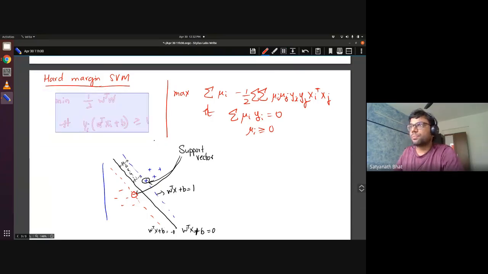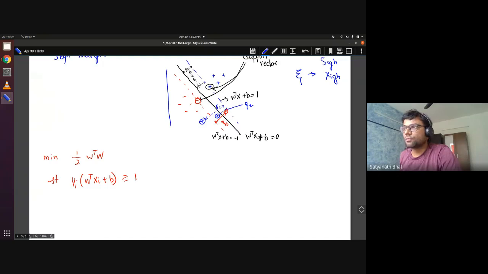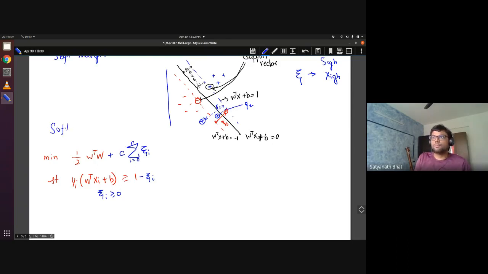So this was the original SVM. Now instead of saying that we have perfect separation, we will give a small variation for a few of them. Instead of being greater than 1, we will say it is greater than 1 minus Xi. And since you are allowing this tolerance, you have to ensure that there are not too many of them, so you put plus C times summation Xi. Here the Xi's are greater than or equal to 0. This is called soft margin SVM.